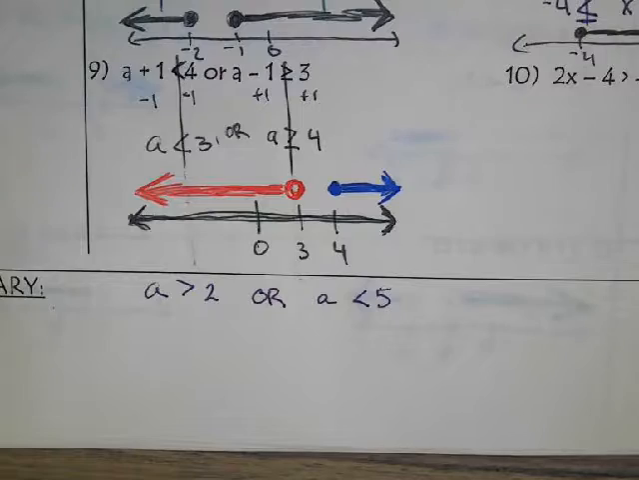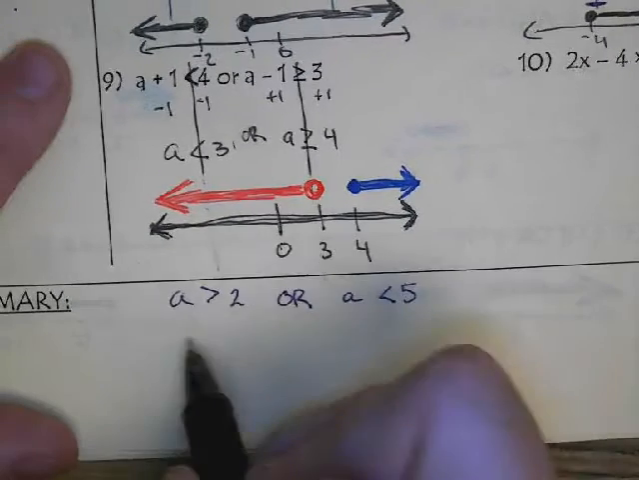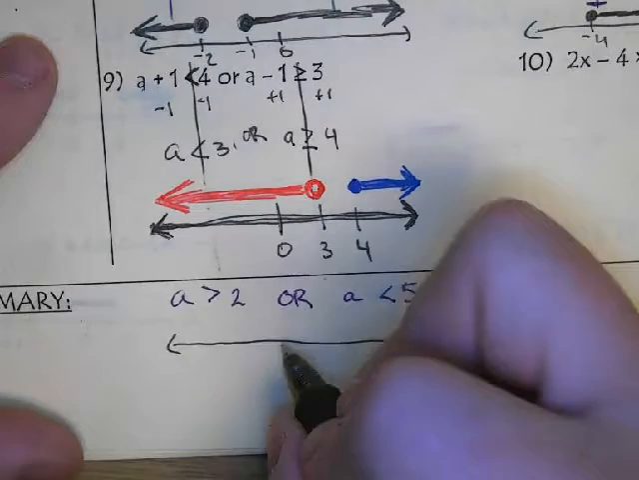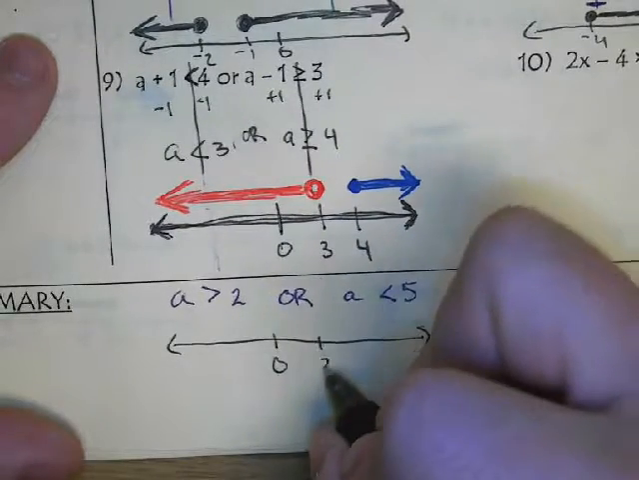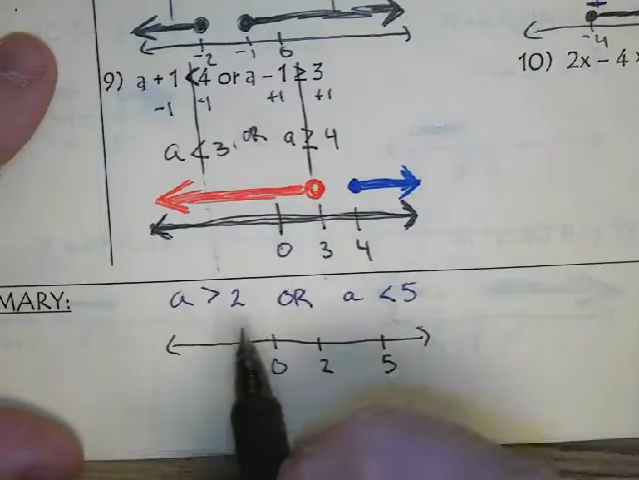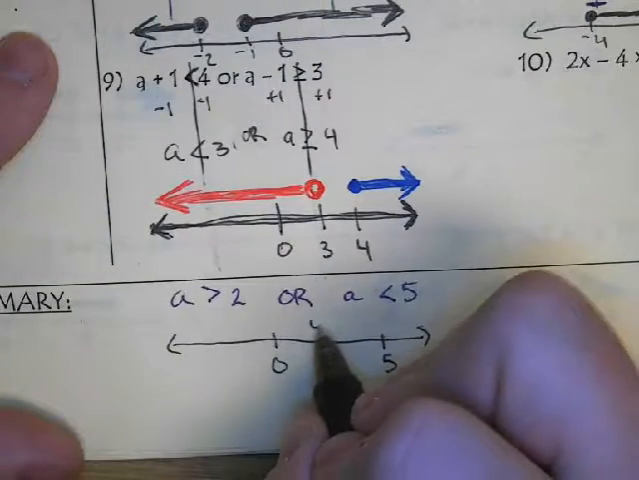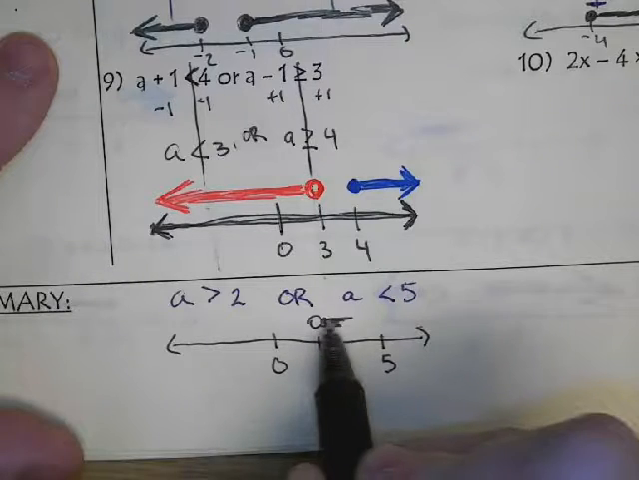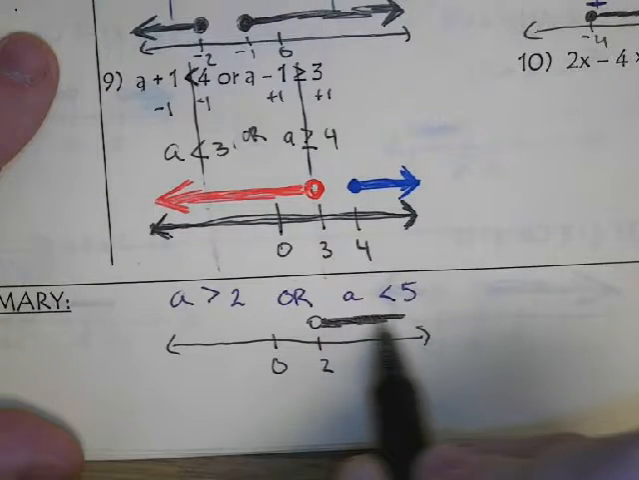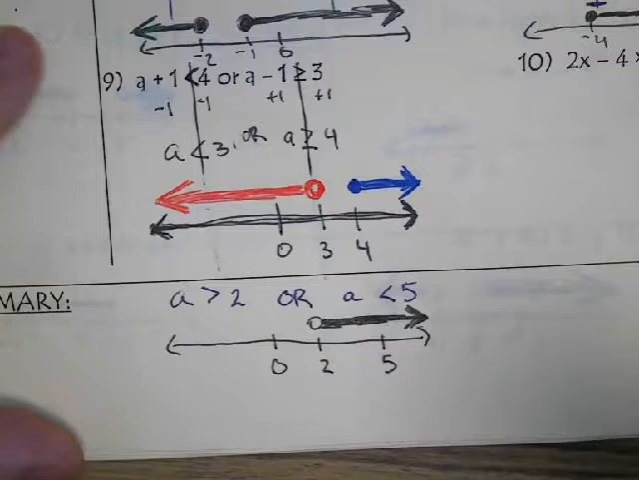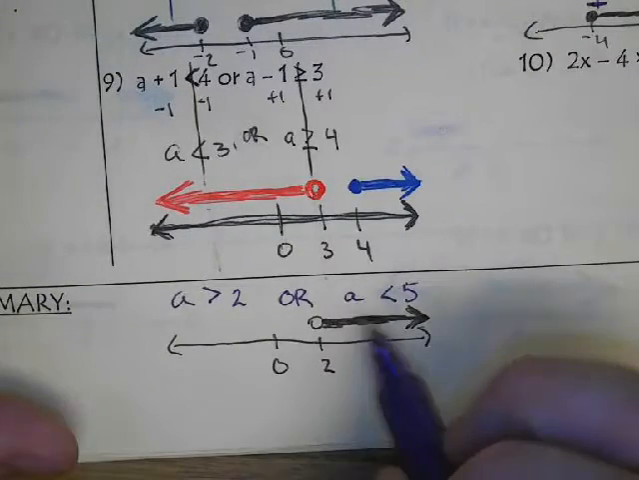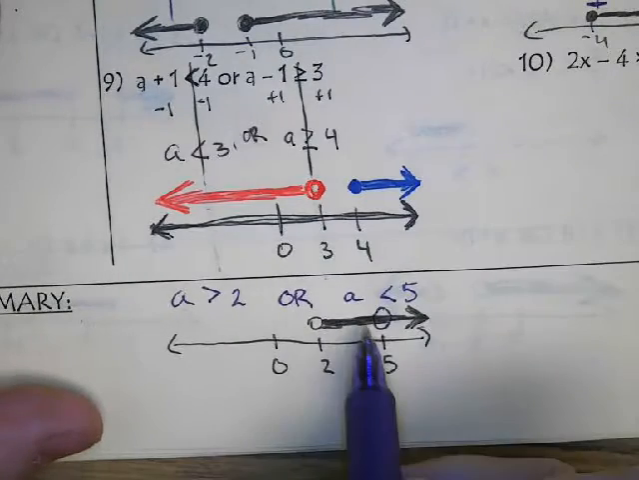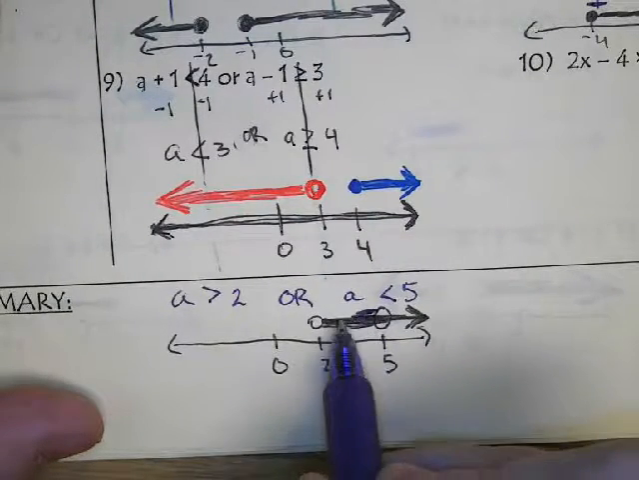So what would this graph look like? Well, we graph them both independently, and we'll see that if I do A is greater than 2, I have an open dot, and then I'm shading everything that's greater than 2. And then if I have A is less than 5, I'd have an open dot at 5, and I'm going to shade everything that's less than 5.